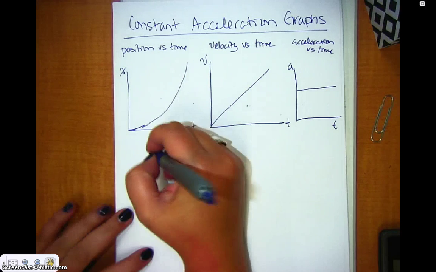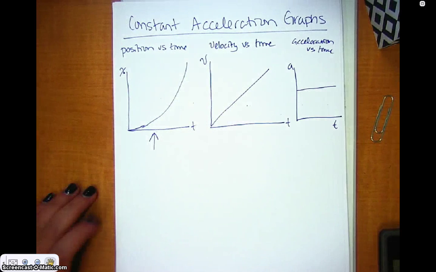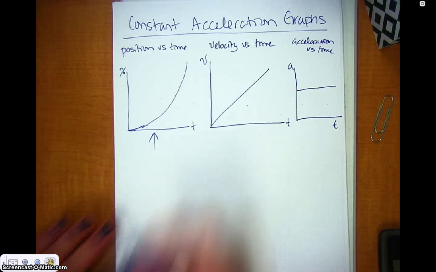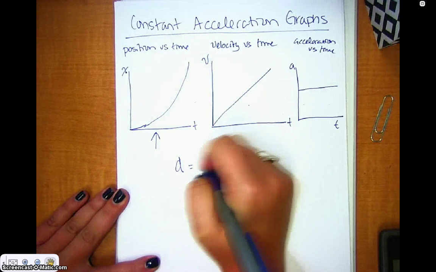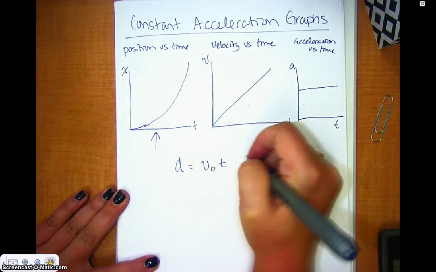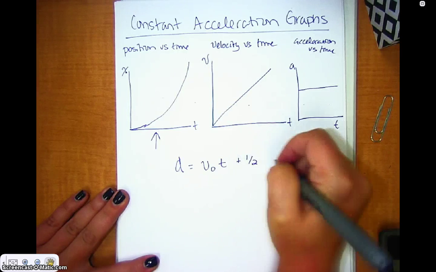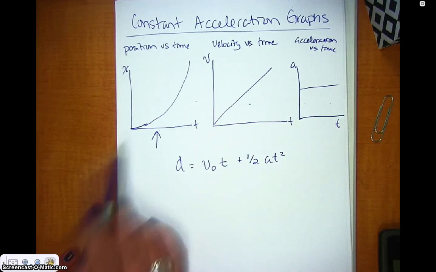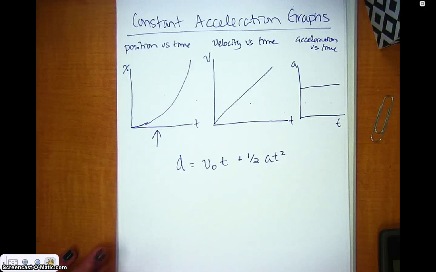Now, I want to look at this graph in particular because I have derived some constant acceleration equations for you, and one of them is a quadratic equation, right? Where d is equal to v initial t plus 1/2 at squared. And this quadratic is where we get this parabolic graph, and you'll see it in the lab if you have not already.